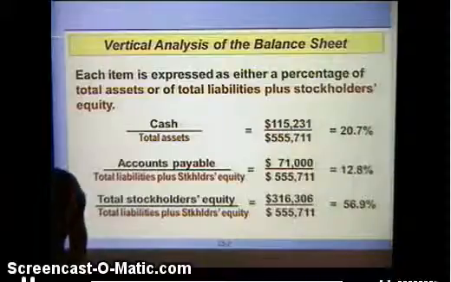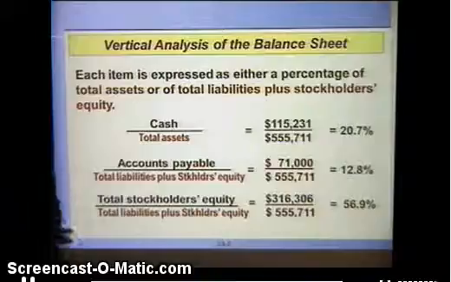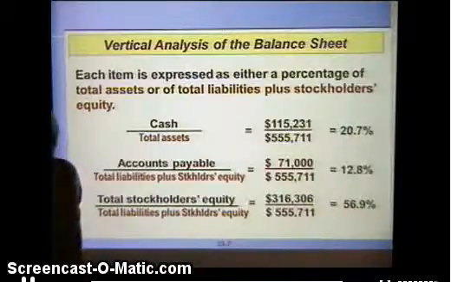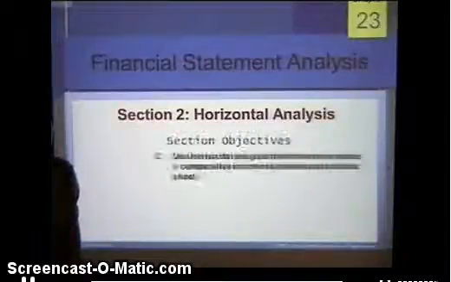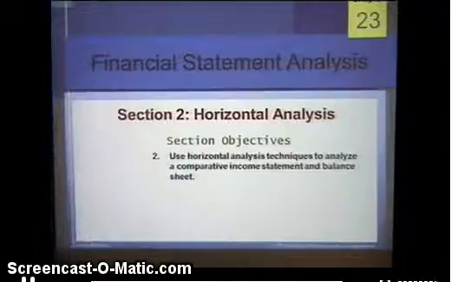And that's for the balance sheet. On the income statement, no problem, we just use sales. On the balance sheet, we use total assets for the top section, and then total liabilities and stockholders' equity for the bottom section. So far, so good? Vertical and horizontal. All right, so horizontal.